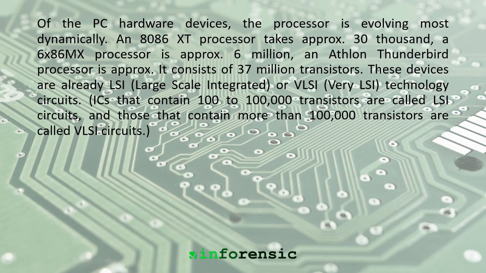Of the PC hardware devices, the processor is evolving most dynamically. An 8086 XT processor has approximately 30,000 transistors, a 6x86MX processor approximately 6 million, and an Athlon Thunderbird processor approximately 37 million transistors. These devices are already LSI, large-scale integrated, or VLSI, very large-scale integrated, technology circuits. ICs that contain 100 to 100,000 transistors are called LSI circuits, and those that contain more than 100,000 transistors are called VLSI circuits.